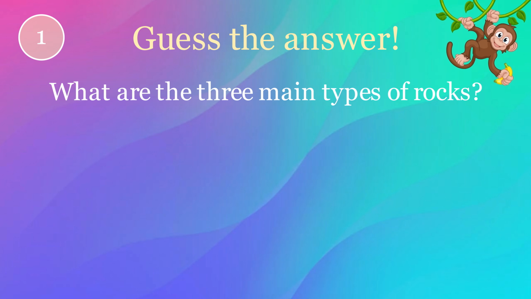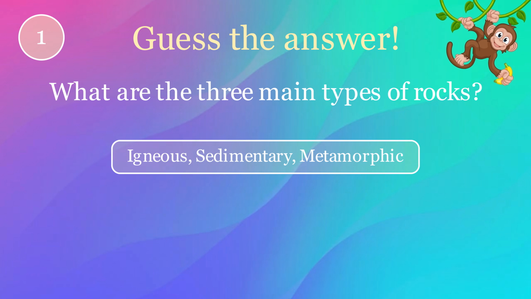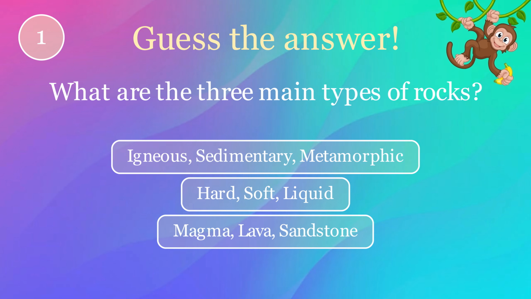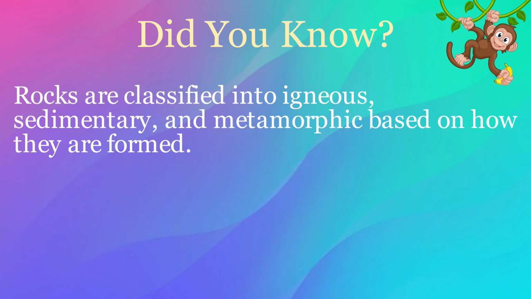What are the three main types of rocks? Igneous, sedimentary, metamorphic. Hard, soft, liquid. Magma, lava, sandstone. The correct answer is igneous, sedimentary, metamorphic. Here's an interesting fact: rocks are classified into igneous, sedimentary, and metamorphic based on how they are formed.